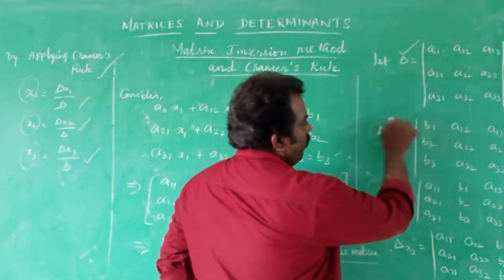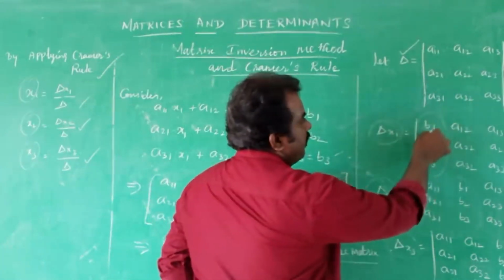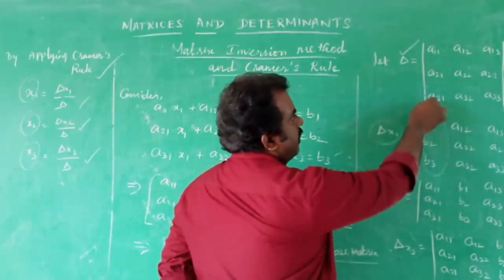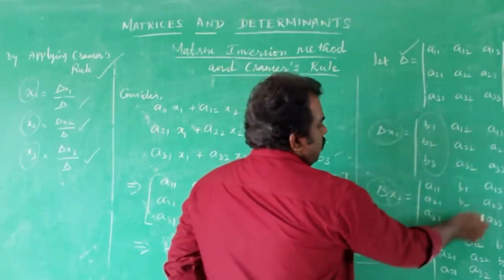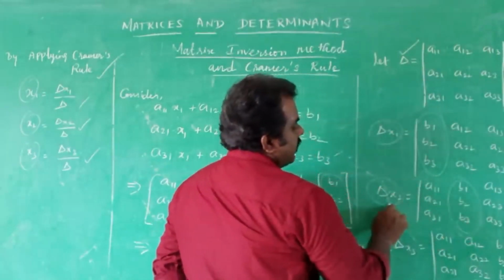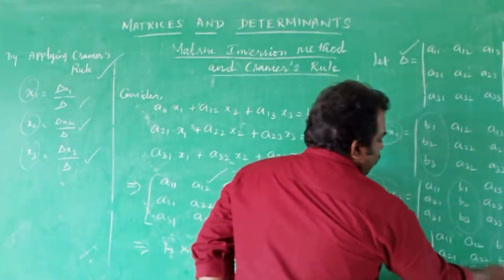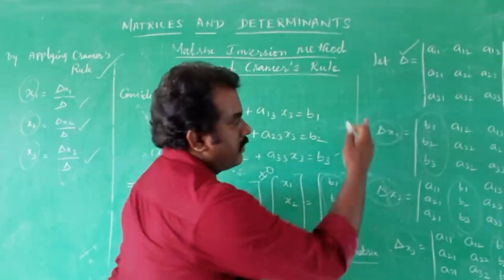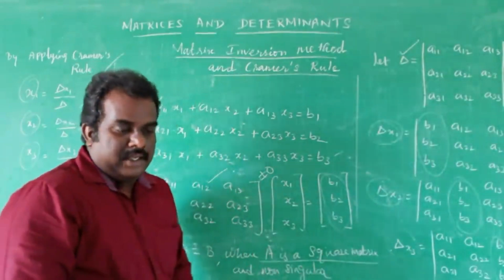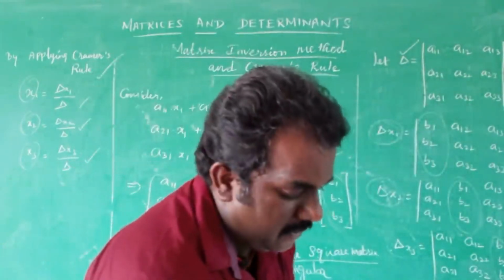For del x1, how to find del x1? Substitute the values of b1, b2, b3 in the first column of the given coefficient matrix. Then substitute b1, b2, b3 in the second column, we can get del suffix x2. Substitute b1, b2, b3 in the third column of the coefficient matrix, we can get del suffix x3. Let's go for some examples.